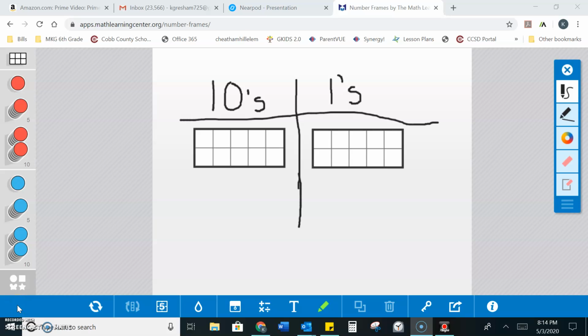Hey guys, it is time for math. This week we are going to do some review, but also some new learning about decomposing, or breaking apart, numbers.